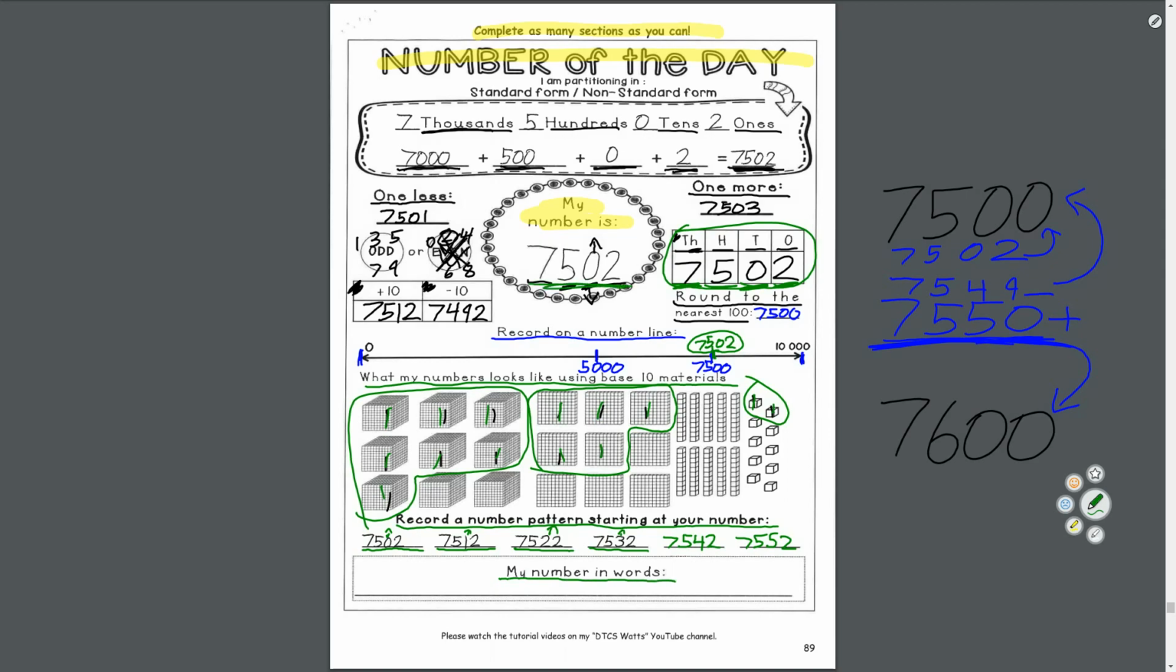Okay, last one. My number in words. How do we write 7,502? Just like it sounds. 7, finger space, 1,000. 7,000, 5, finger space, 100, 2. That's it. 7,502.